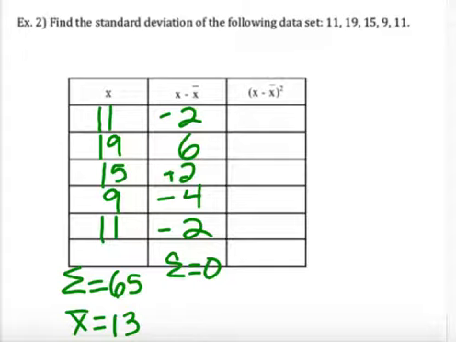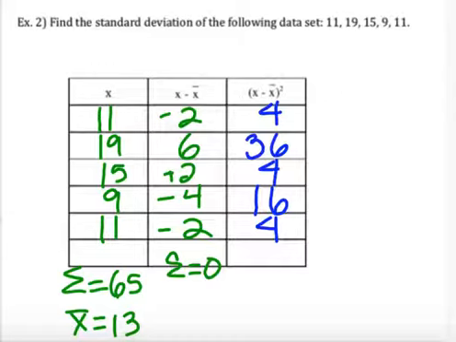Let's go ahead and see how we're doing here. We should have 4, 36, 4, 16, and 4. Step 4 is to find the mean of this last column. You want to add them up. We should get 64. We're going to divide by, again, 5.